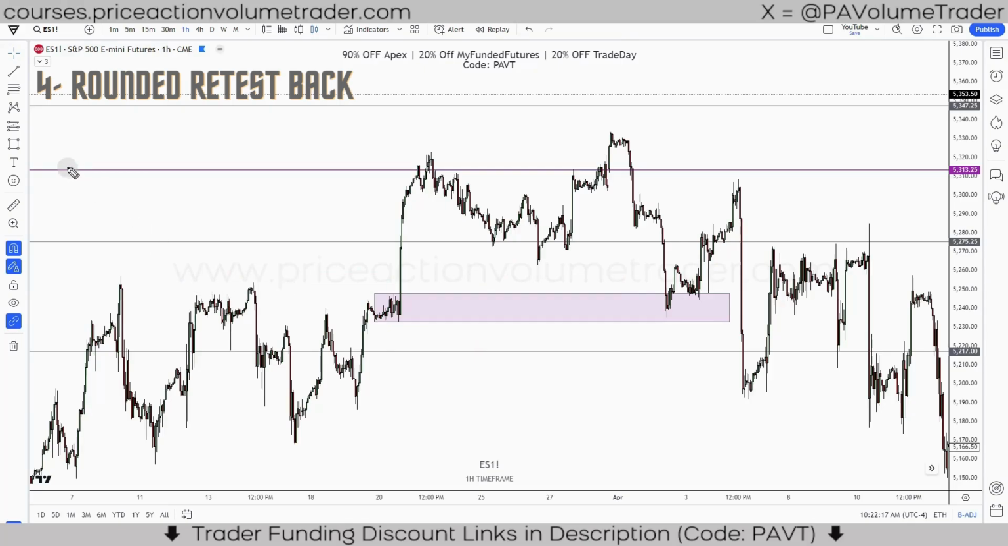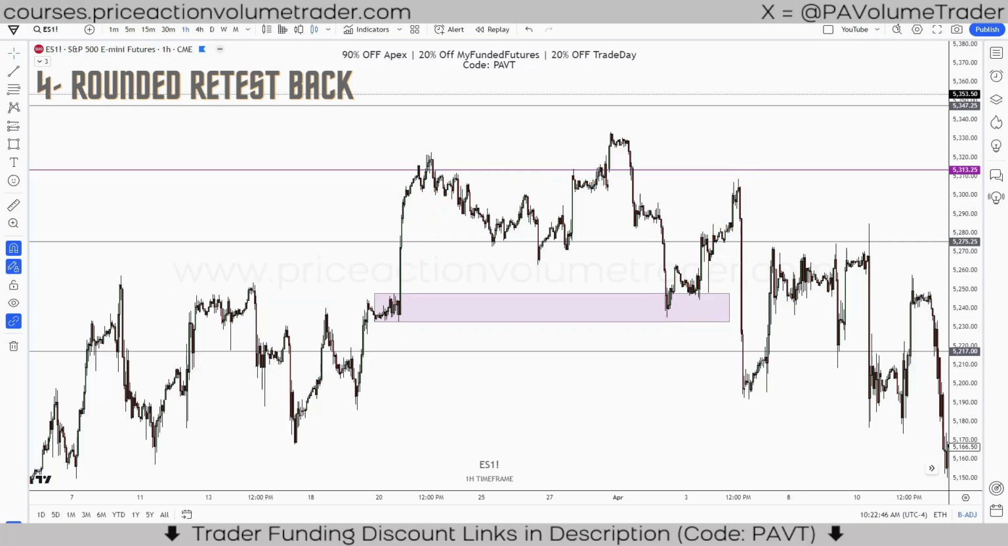Here's another example too. We had this area, which was a very significant area of resistance over here. And then we had the clean breakout, and then price comes back into a nice rounded retest. We did almost break through, but we did hold this consolidation, and then we have a nice reaction from this.